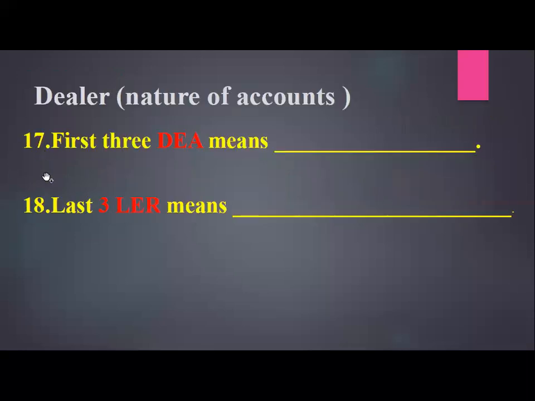Then we have question number 17 and 18. First three nature of accounts which I discussed with you by the terminology DEALER. The first three letters explain you dash. आपको इसका abbreviation लिखना है यहाँ पे. And your question number 18, the last three letters LER, you have to write down the abbreviation of LER over here. Yes, I proceed.